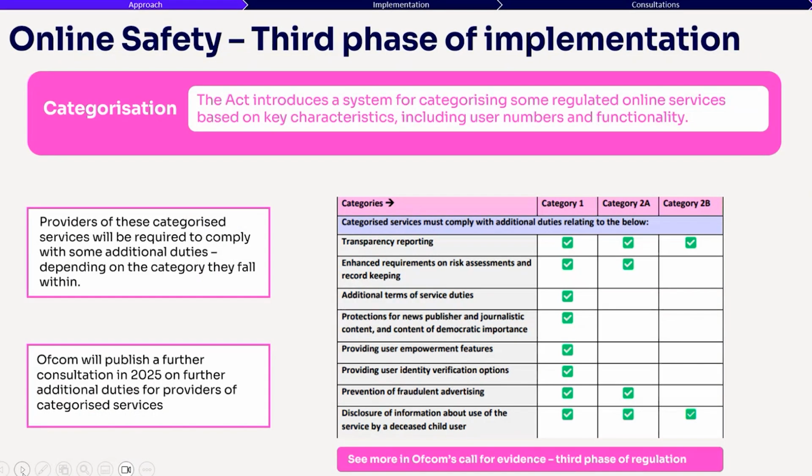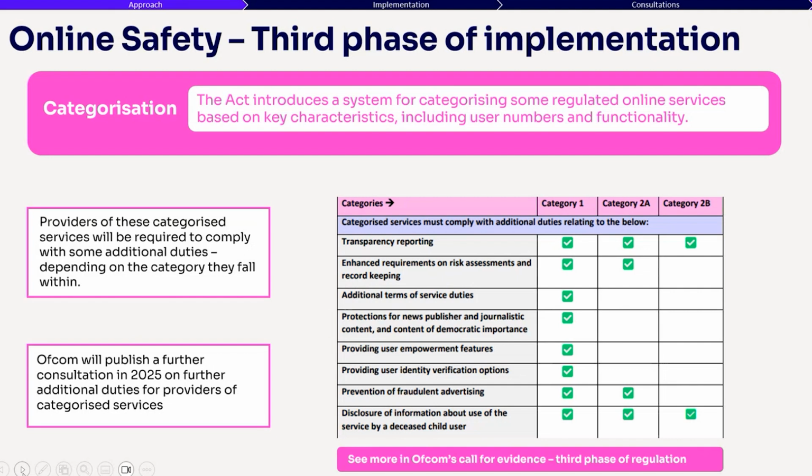So just as a brief reminder on the categorised services, there are a range of additional duties, as I mentioned, that will apply to categorised services. A key element of the work that we're doing with government at the moment is on the thresholds that will be set. Those thresholds are tied to a number of different components, including user numbers and functionality. And depending upon where different services sit in terms of their categorisation, additional duties will apply.